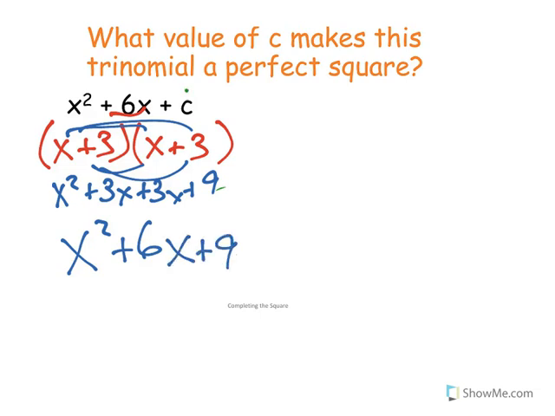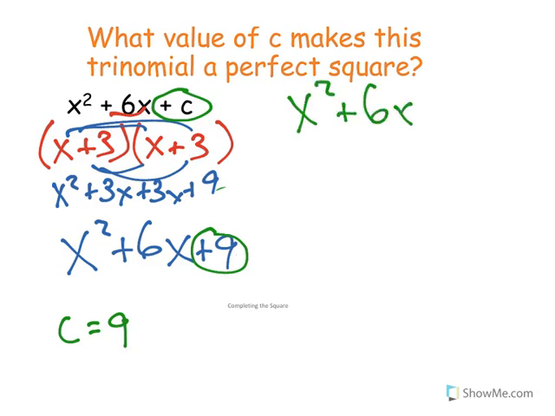So that tells me what my answer is. My answer is that c is equal to 9. And we would say, well, how do I check that? The way you would check it is you say, well, let me rewrite this trinomial with c being 9, and let me factor it. And if my two factors are the same, then this is what's called a perfect square.